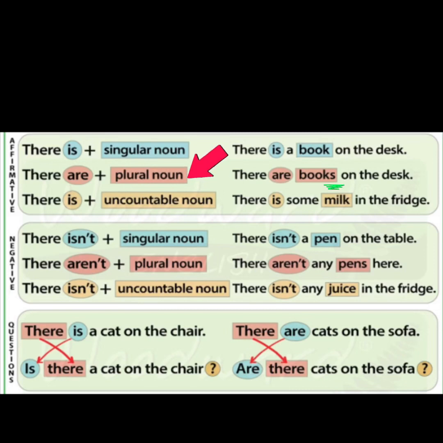On the other hand, we use there are when we are going to use a plural noun. For example, books, chairs, tables, all of them in plural. There are books on the desk.